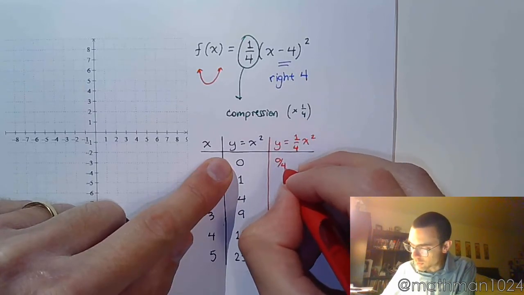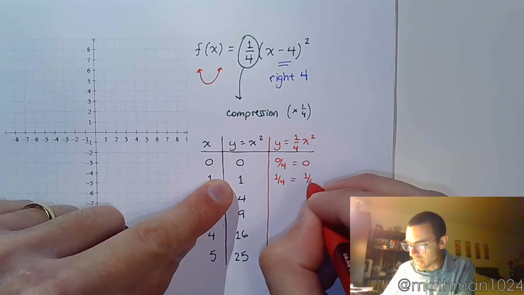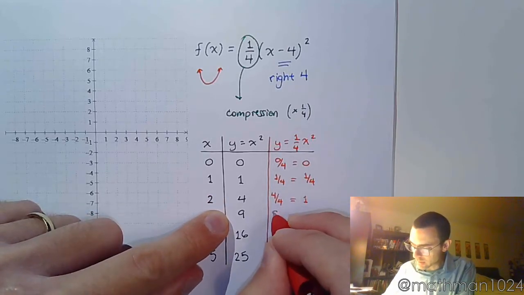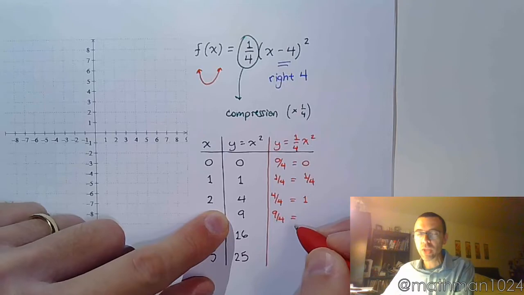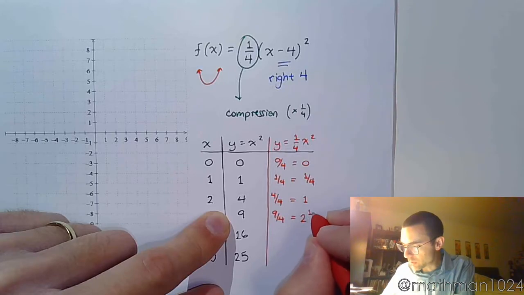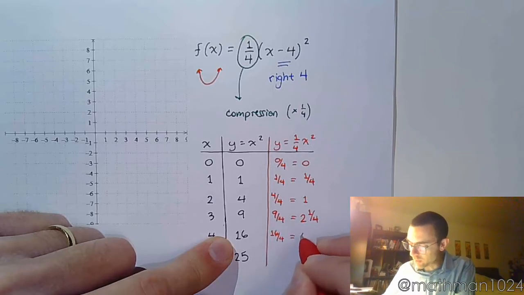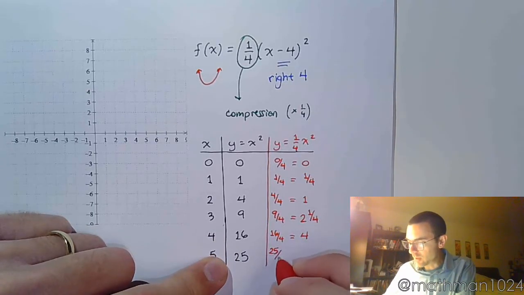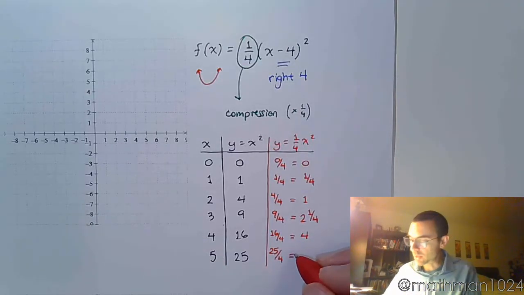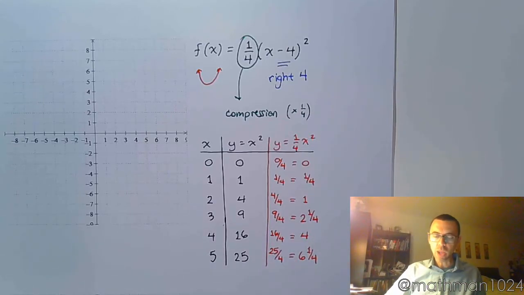So 0 over 4 is 0. 1 over 4 is just that, 1 over 4. 4 over 4 gives me 1. 9 over 4, well, if we're going to try to plot this, we need to convert it to a mixed number. So 4 goes into 9 twice with a remainder of 1, so 2 and a 4th. 16 over 4 gives me 4, and finally 25 over 4. That is already reduced, but it can be converted to a mixed number, and that's going to be 6 and 1/4.